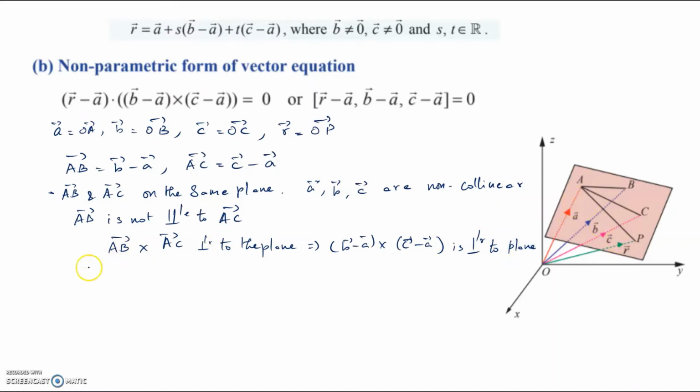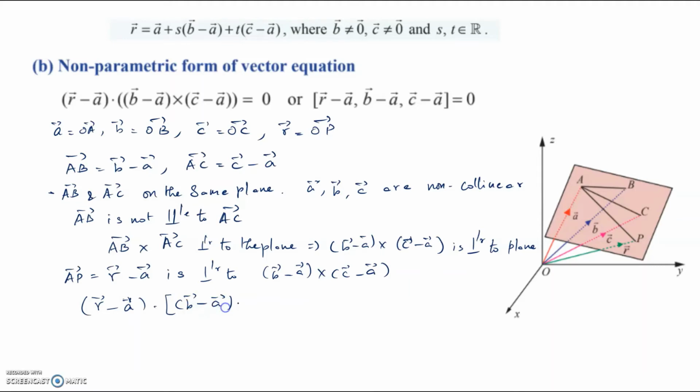Our AP vector, which is nothing but r minus a, is on the plane, therefore it is perpendicular to our b minus a cross product with c minus a vector. Therefore, we can say that the scalar triple product, which is r minus a dot product with b minus a cross product with c minus a, is equal to 0, and that's our required proof.